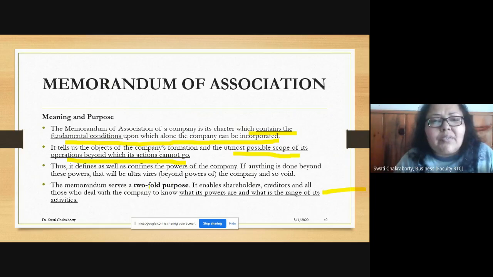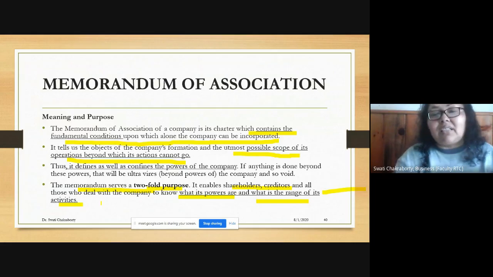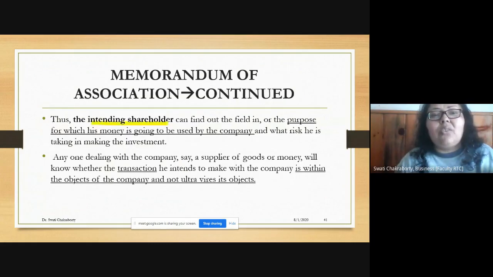There are two purposes that it serves. Firstly, it helps the shareholders, creditors, and all others who are part of the company to know what their powers are and what is the range of its activities. So the intending shareholder can find out the purpose for which they are investing their money in the company.